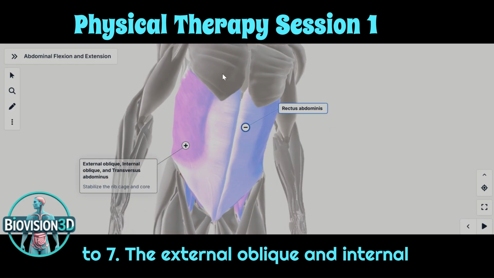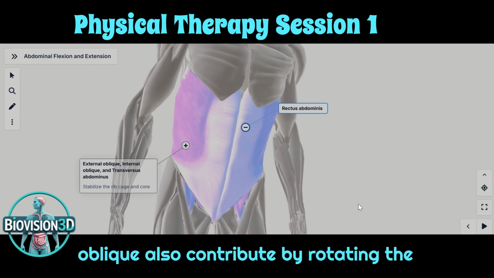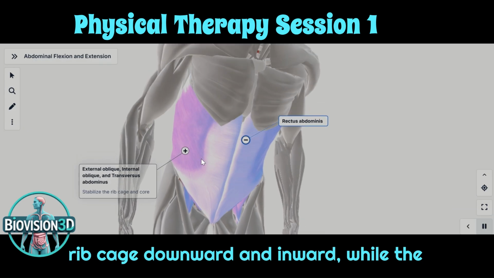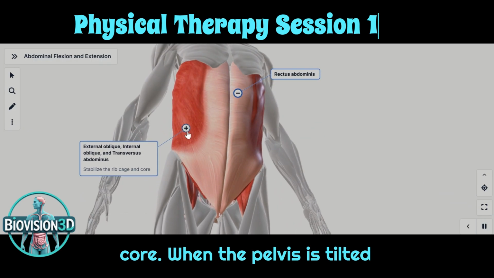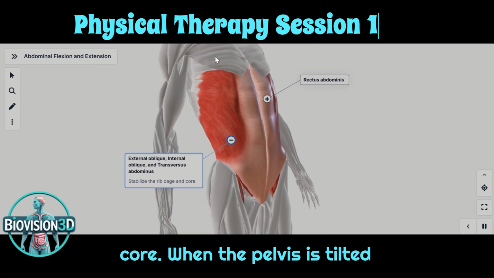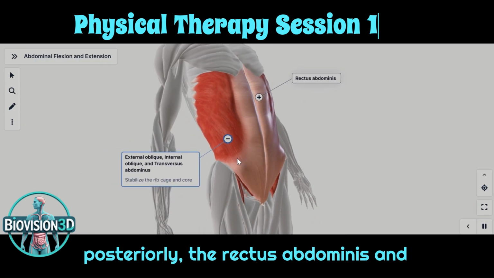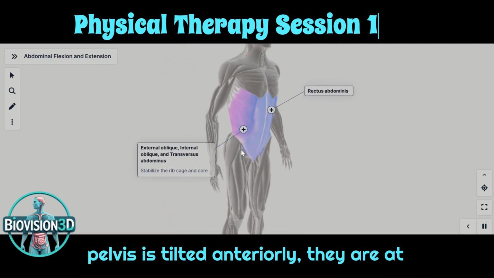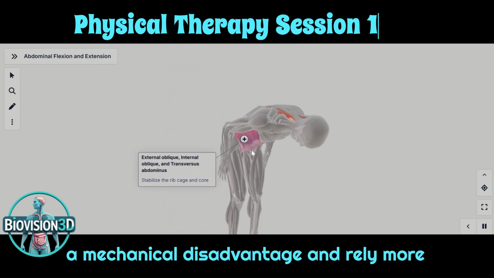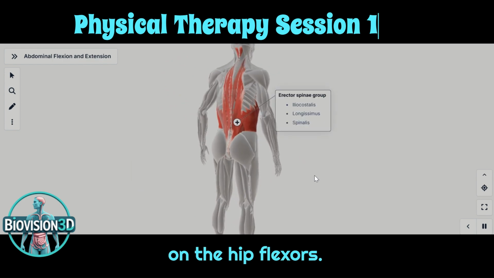The external oblique and internal oblique also contribute by rotating the ribcage downward and inward, while the transversus abdominis stabilizes the core. When the pelvis is tilted posteriorly, the rectus abdominis and obliques work more effectively. When the pelvis is tilted anteriorly, they are at a mechanical disadvantage and rely more on the hip flexors.